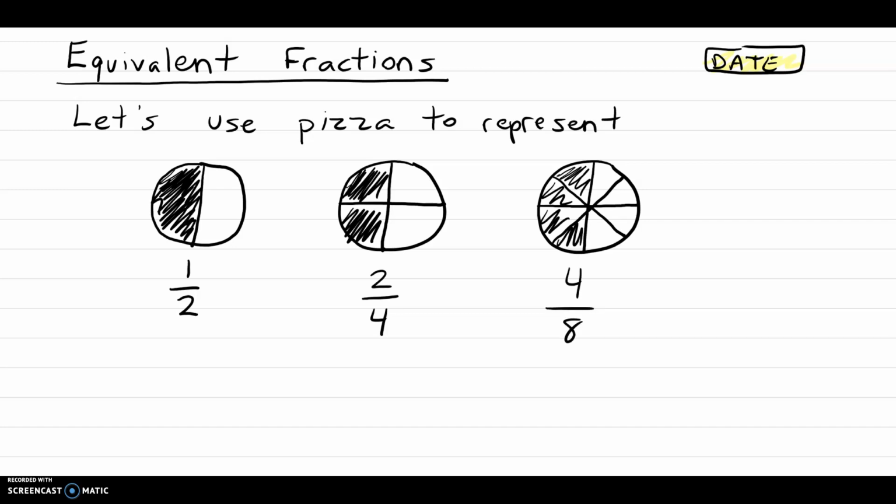So notice with each pizza, half is represented. It's essentially the same portion of the pizza. So here's where we have equivalent fractions. 1/2 is the same thing as 2/4, and it's also the same thing as 4/8. And I could keep going. You could have 8/16, and that would be the same. 5/10 would be the same. So equivalent just means the same.